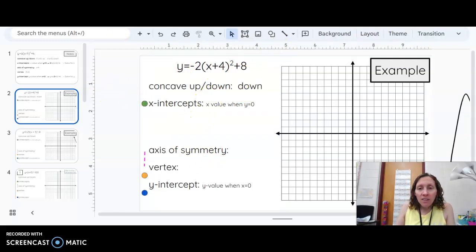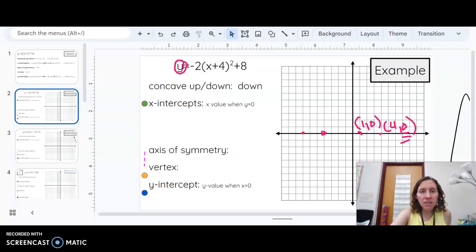X-intercepts. So x-intercepts are points along the x-axis. If we were to take a peek at the coordinates of any of these points, for example, this one is 1, 0. This one here is 4, 0. Any of the points along the x-axis are going to have a y value of 0. So we can take this equation and replace the y with 0 and then solve for x.